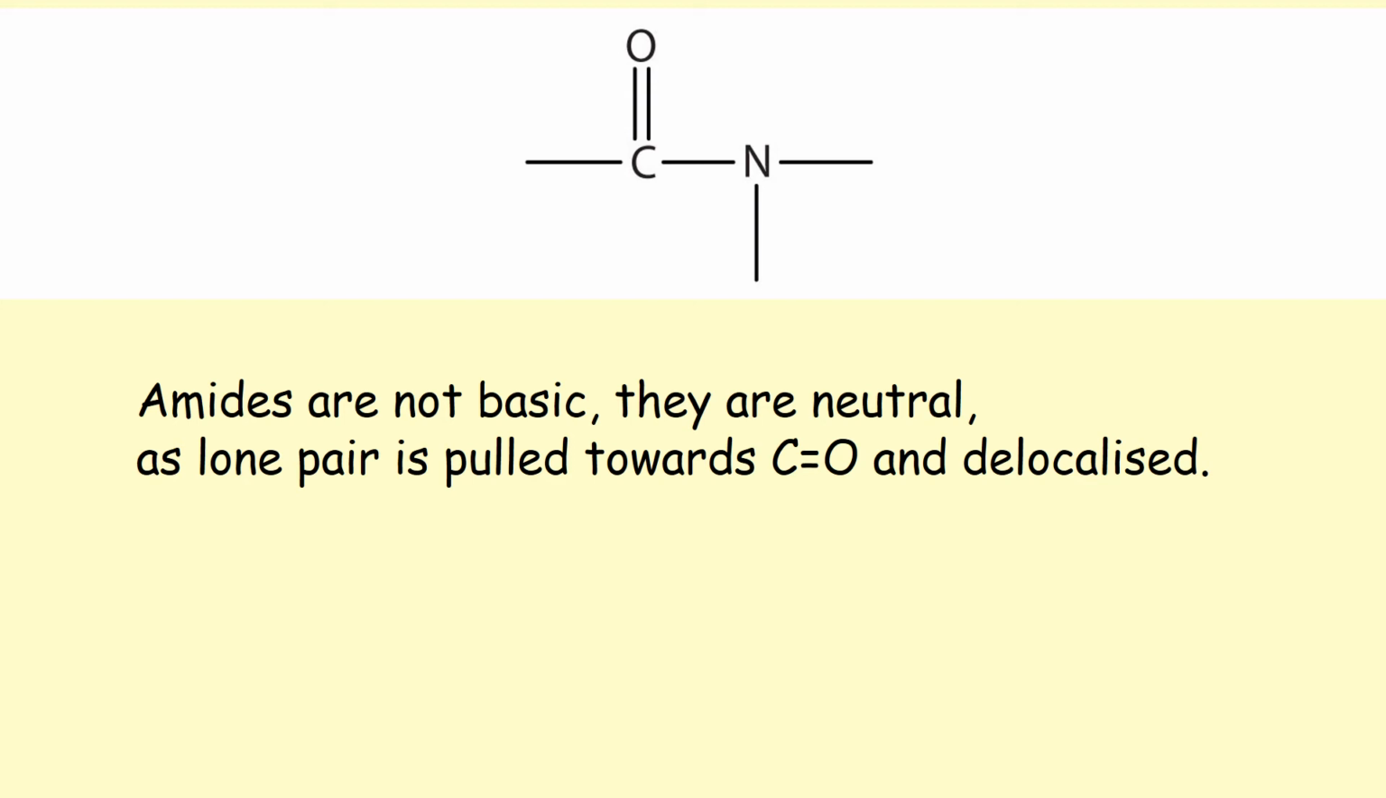Localized means in a particular area. Delocalized means spread across the area. You would have come across the word delocalized in year 10 for GCSE. So it's spreading out of the lone pair of electrons. I cannot emphasize for this topic the value of a lone pair of electrons. You must always have that lone pair on that nitrogen to help you out.